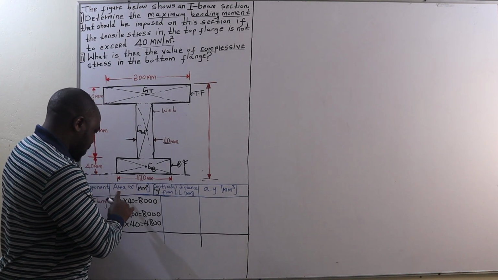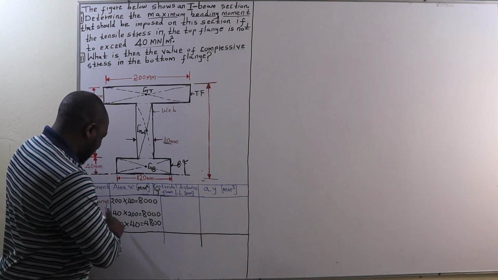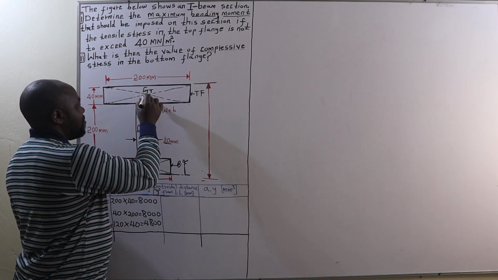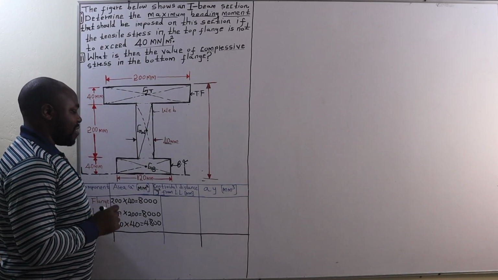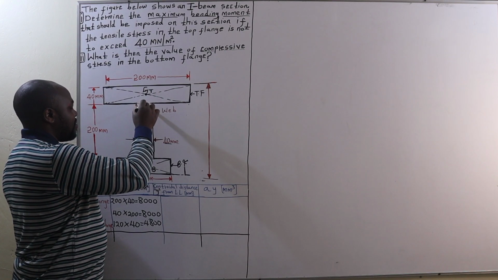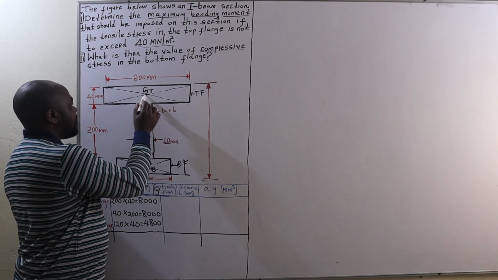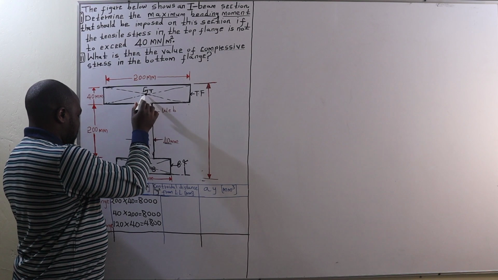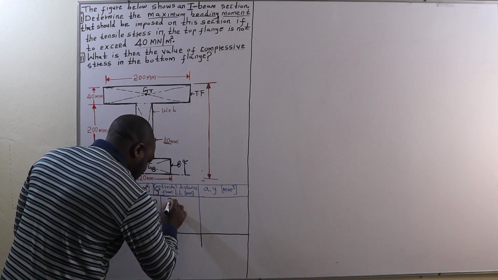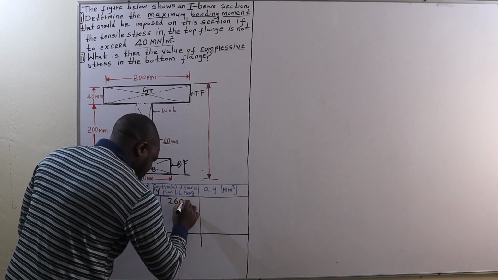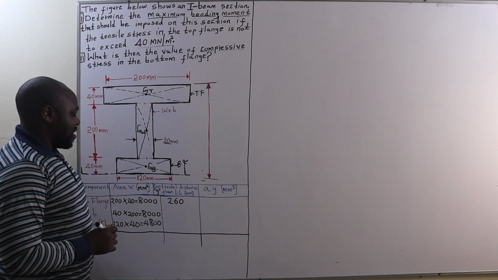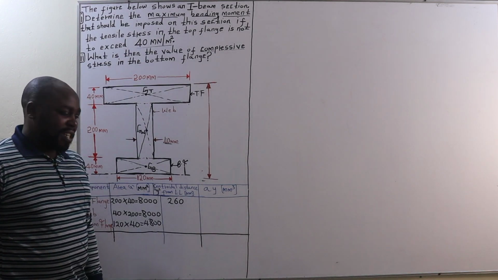Now, the centroidal distance y from LL of the top flange is going to be the distance from LL all the way up to this center of gravity of the top flange, which is going to be 40 millimeters plus 200, that is 240, plus half of this depth, which is 20. So that is 240 plus 20, 260. Therefore, the centroidal distance y from LL of the top flange is 260 millimeters.